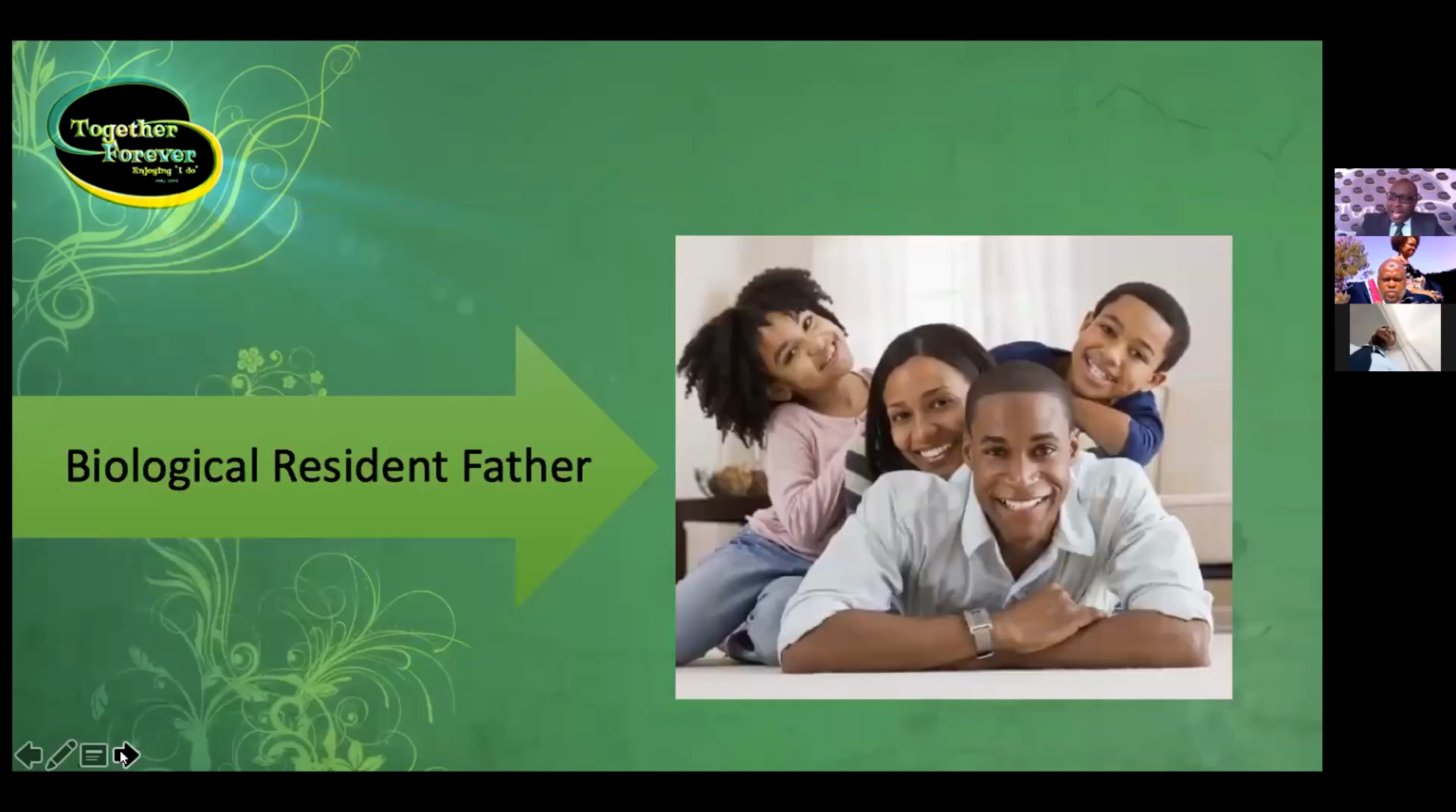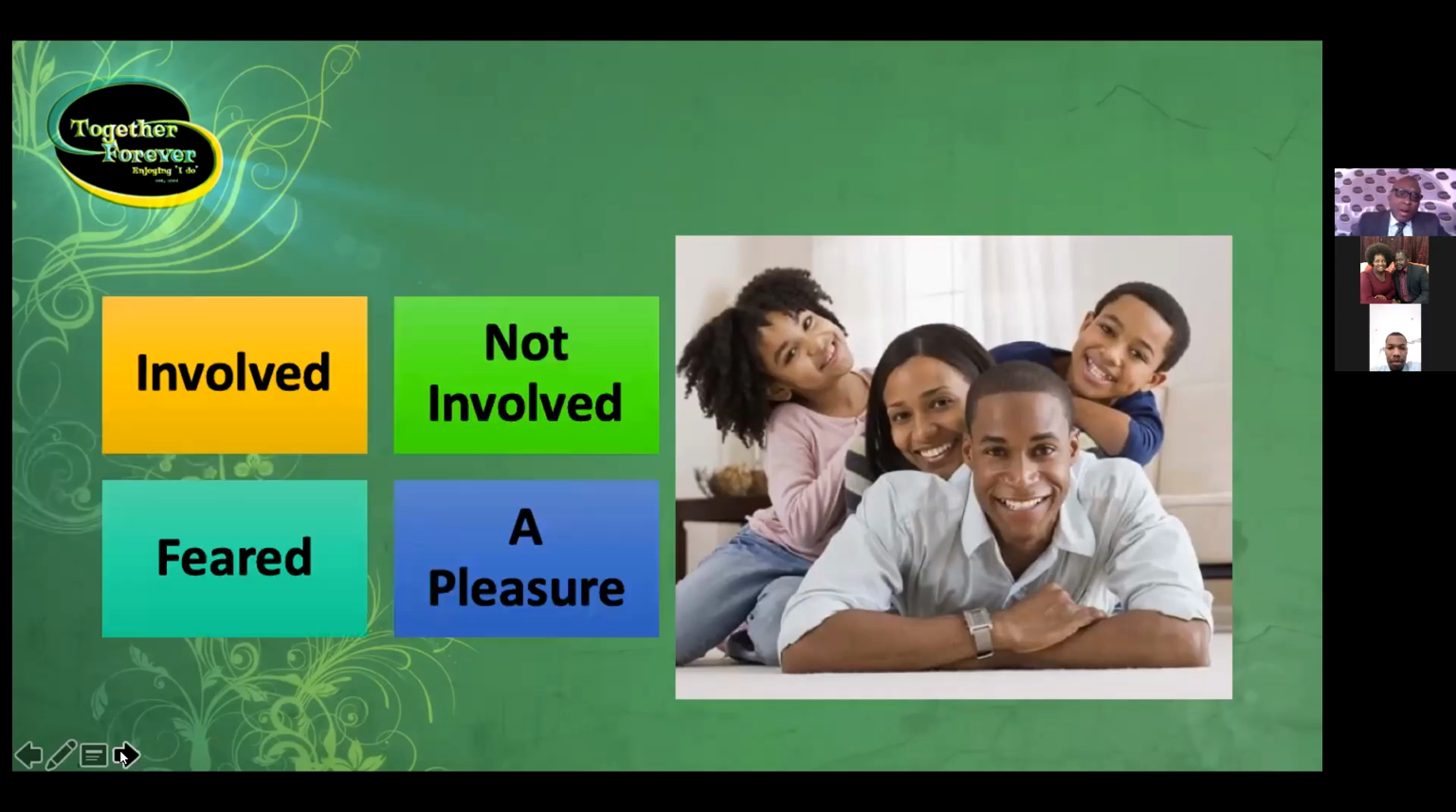The first type is the biological resident father. I think the label kind of explains it: he is your father biologically, and on top of that, you live together. That's where the residential part comes in. The biological resident father, you live together, and he is your father biologically. That's the first type. Now, there are different types of these biological resident fathers.